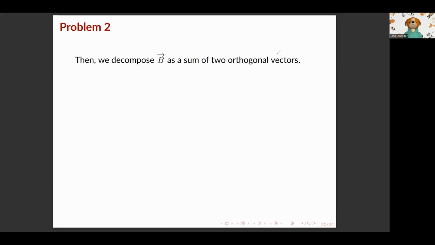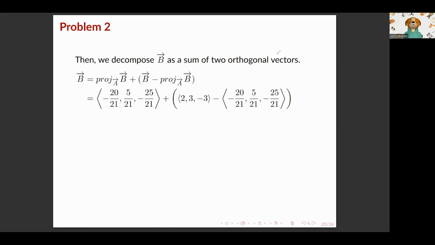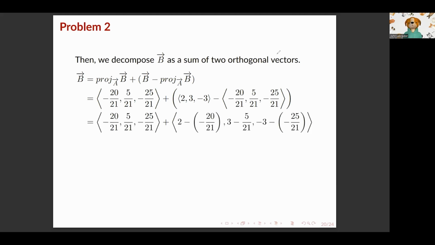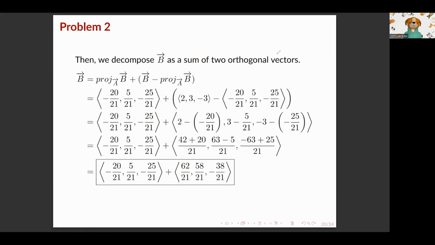Since we are tasked to decompose vector B as a sum of two orthogonal vectors, and we already have the vector projection of B onto A, we then find the difference of vector B with a vector projection right here. So we distribute it, we apply vector subtraction here. 2 minus negative 20 over 21, 2 is just 42 over 21, and double negatives is positive. We have 42 plus 20 is equal to 62. 3 minus 5 over 21, 3 is just 63, so 63 minus 5 is equal to 58.